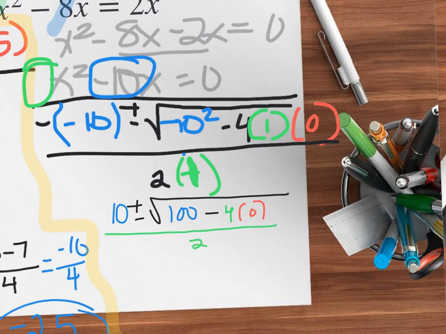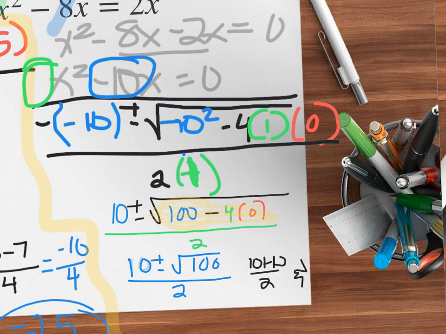Okay, now we're going to keep simplifying. I already told you, but hopefully it makes sense a little bit more, that this right here is just going to be the 100. So we end up with 10 plus or minus 100 all over 2. Okay, so now we can break this up into our 2. So we have 10 plus 10 divided by 2 and 10 minus 10 divided by 2. Does that make sense? Because the square root of 100 is 10.